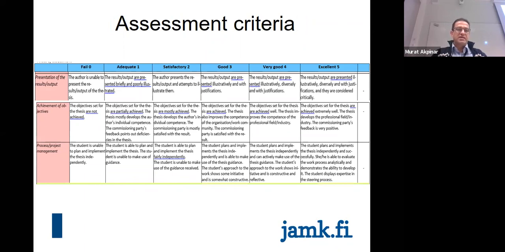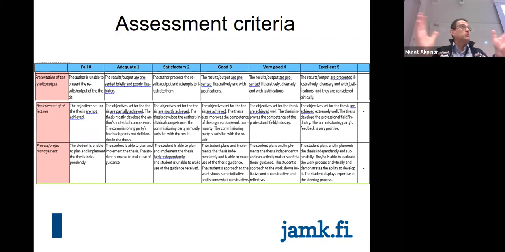the 3 criteria that are perhaps... I'm not sure if the 3rd one is related to that. Maybe I should make this bigger. Are you able to see that well? You can see it, or should I make it bigger? That's fine. So the 3rd one, process project management, perhaps that's not related to the results chapter.